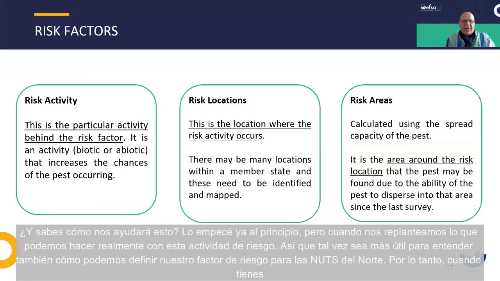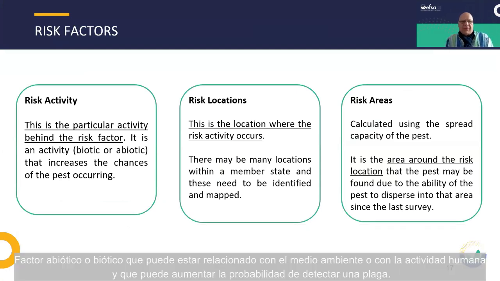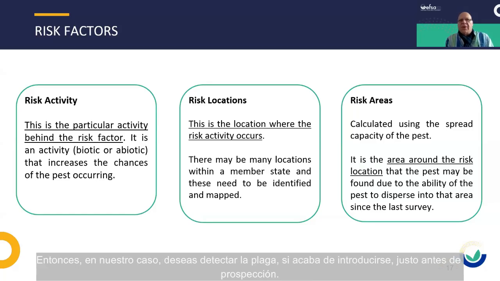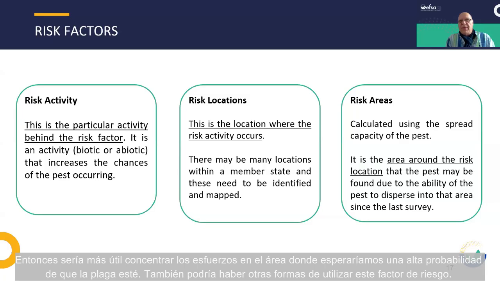So when you have a biotic or abiotic factor that can be related to the environment or to human activity that is potentially increasing the likelihood to detect the pest within this epidemiological unit, and you know where that is, and you know on which area it is, then we can use this information to make our distribution of inspection units more effective. So in our case, you want to detect the pest if it entered just before the survey. Then it would be more useful to concentrate the efforts in the area where we would expect a high probability that the pest is there.